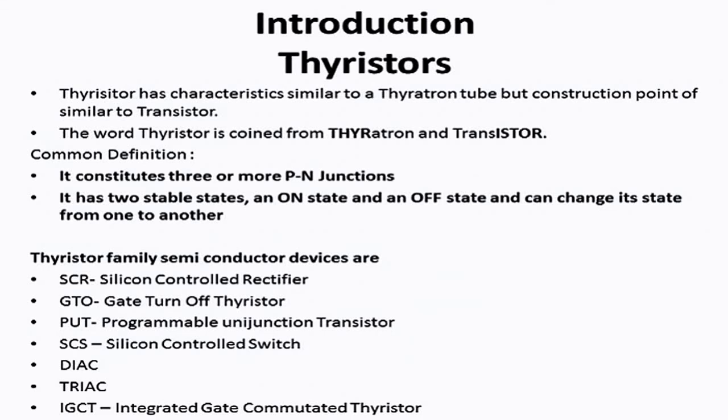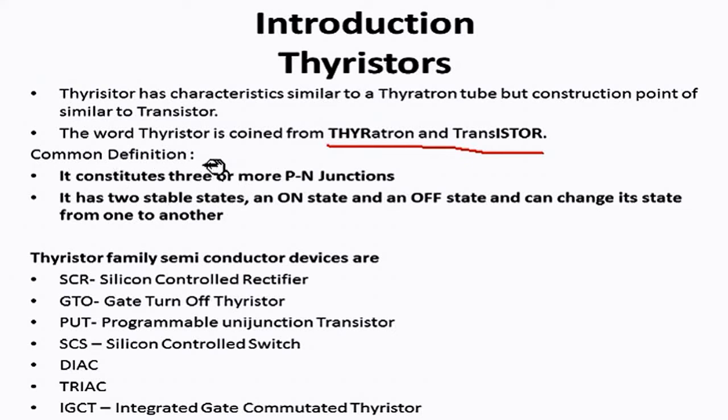So thyristor is a common name which will have n number of semiconductor devices which we have seen already, like SCR, PUT, IGBT, and so on. So thyristor name comes from thyratron and transistor. Combining these 2 words, we are getting thyristor. So it is having characteristics similar to thyratron and construction similar to transistor.